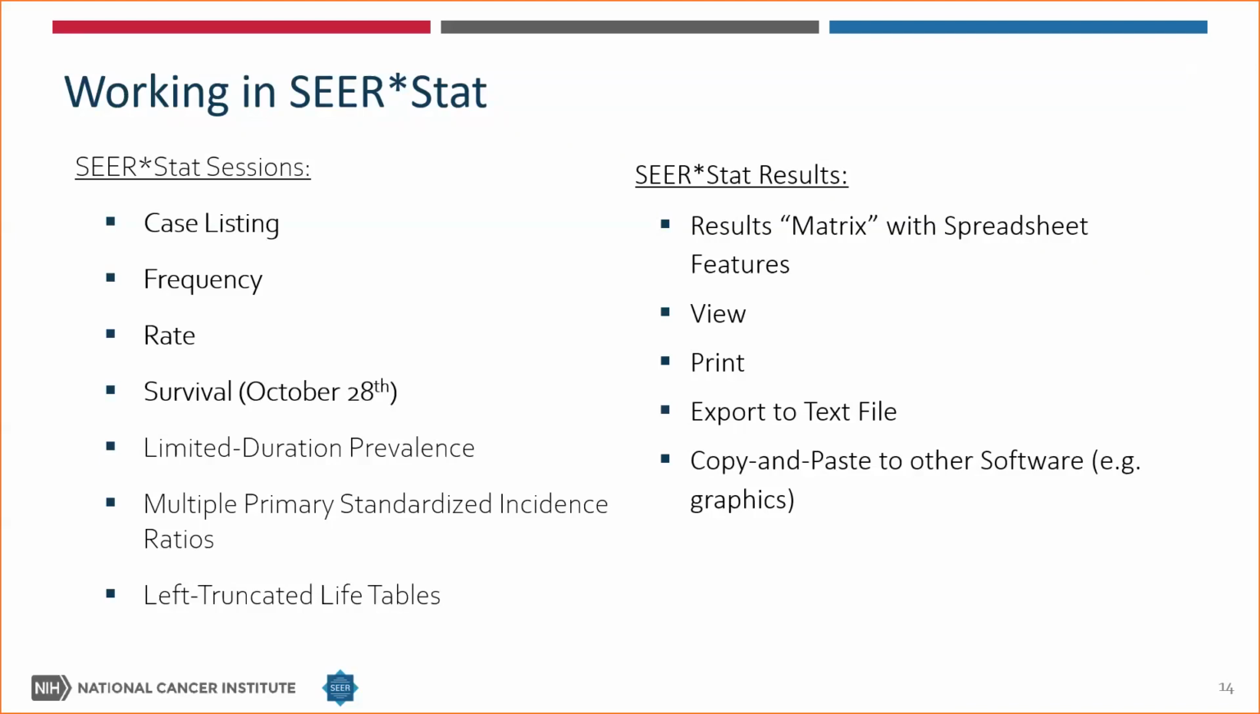Very whirlwind because it's only 2 hours, but we're going to go over those three today, and then survival, which there's a lot in survival, and because of that, we have an entire 2-hour webinar coming up on October 28th for that. And then we have limited duration prevalence, multiple primary standardized incidence ratios, left truncated life tables. I'll go over those briefly in a minute. We currently don't have any webinars scheduled for any of those. I'm sure we will. We're just not sure when, if it'll be in the spring.